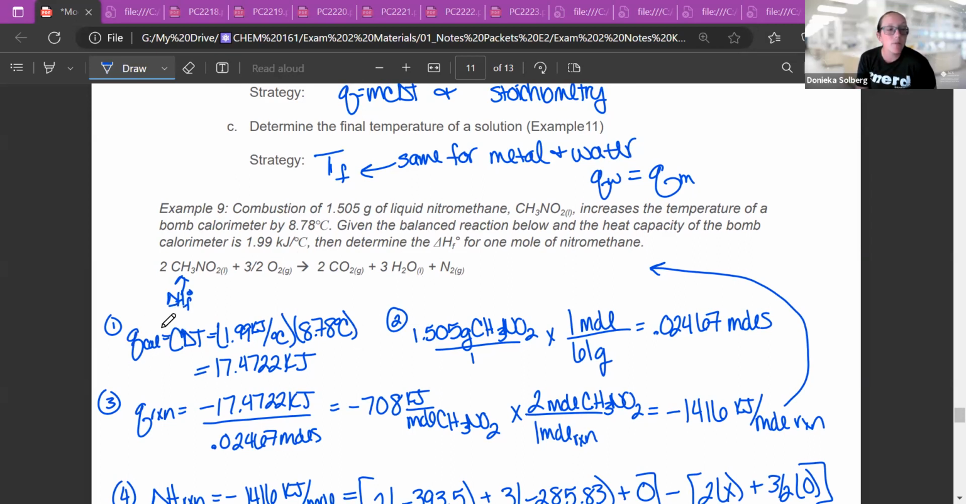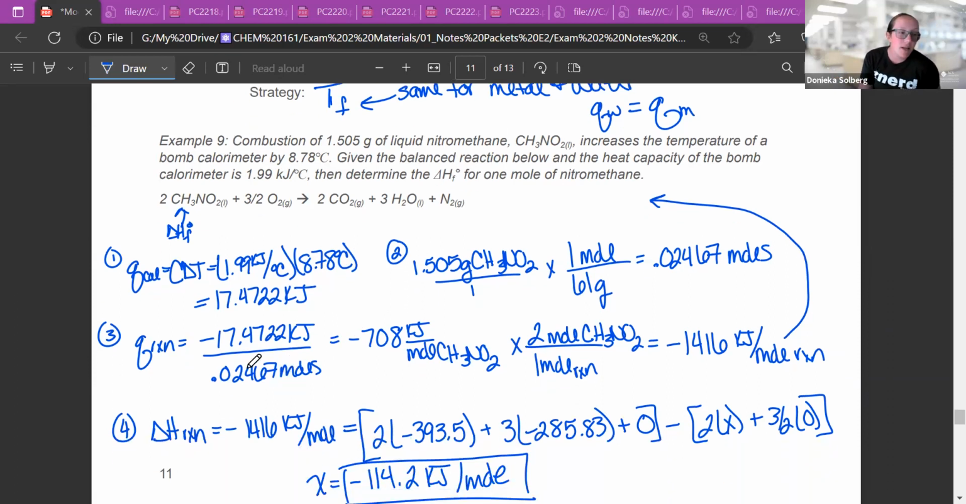The Q of my calorimeter is big C delta T. So 1.99 kilojoules per degree Celsius. Temperature change, I said it changed the temperature by, so you don't even have to do subtraction, 8.78 degrees Celsius. So this is the amount of energy that that reaction gave off. Now, before I plug it into my delta H sum of the formations, I have to do delta H per mole. Delta H is always per mole. So I have to divide it by the number of moles of stuff that I reacted.